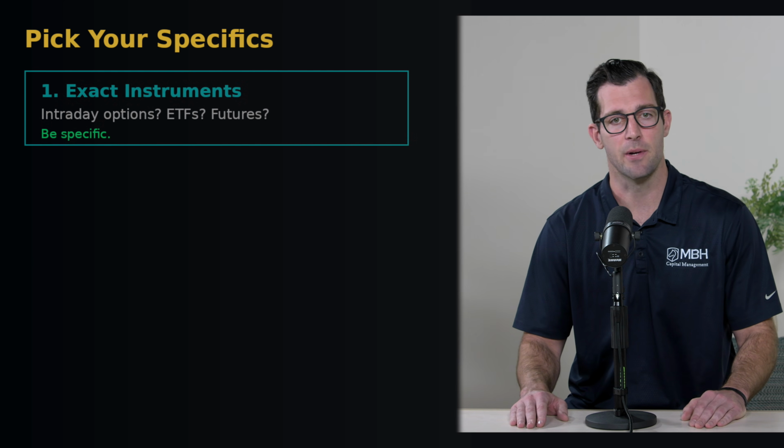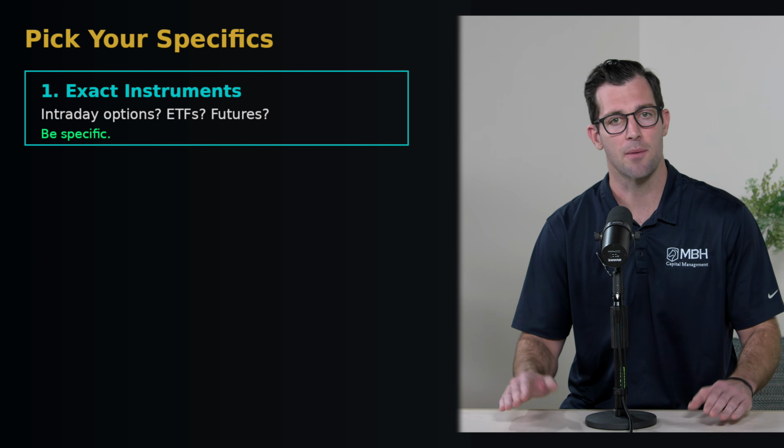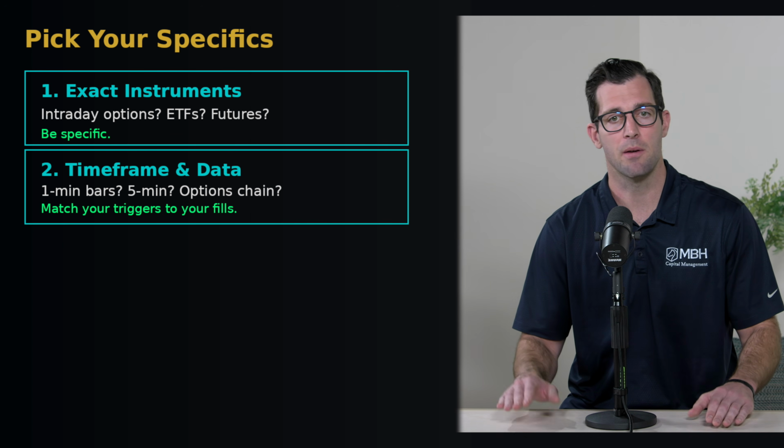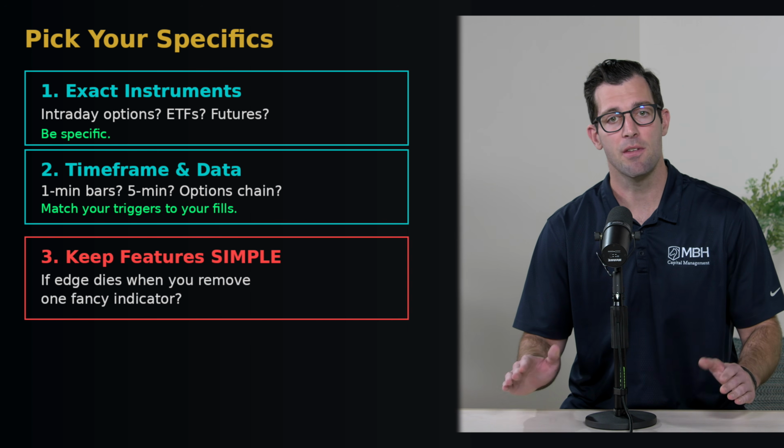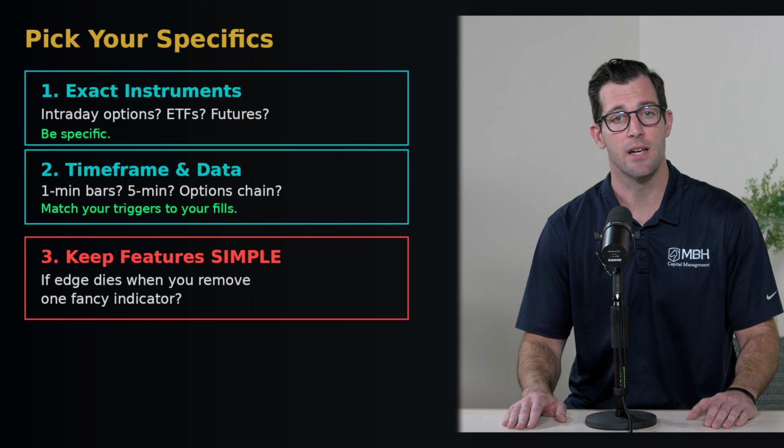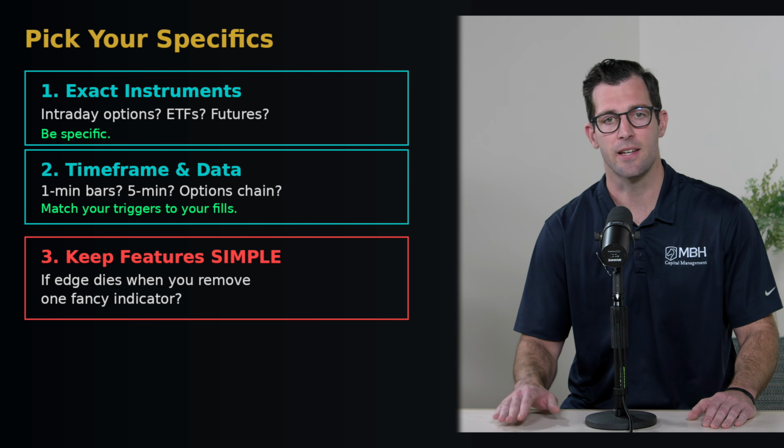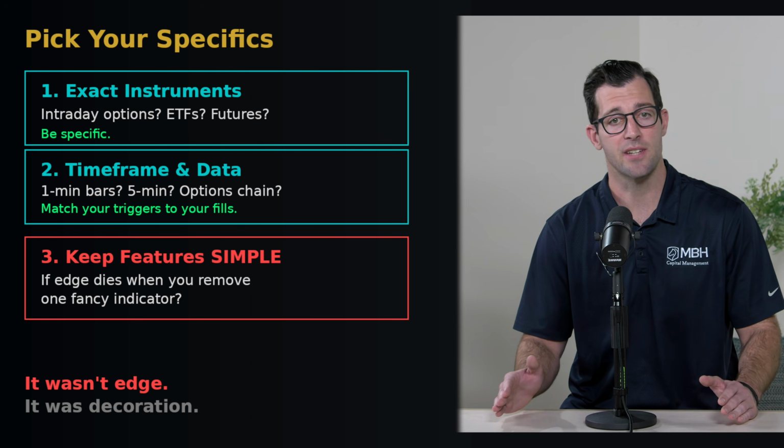Pick the exact instrument and time frame first. For intraday options, use 1-minute or 5-minute bars for a trigger, and the options chain data for actual fills. Keep the features as simple as possible. If the edge dies when you remove your fancy indicator, it wasn't an edge, it was decoration.